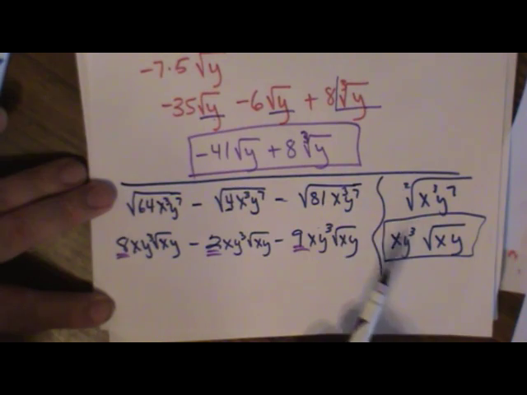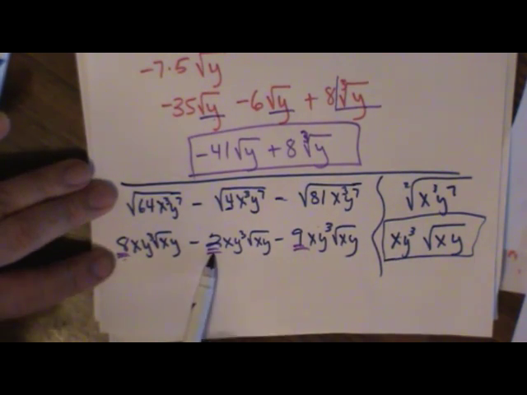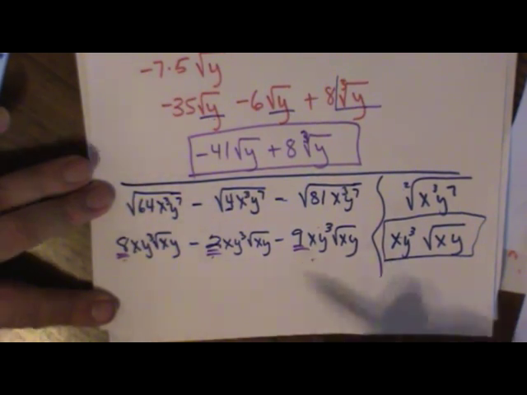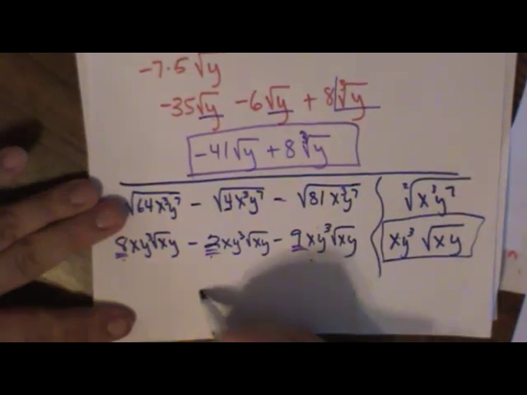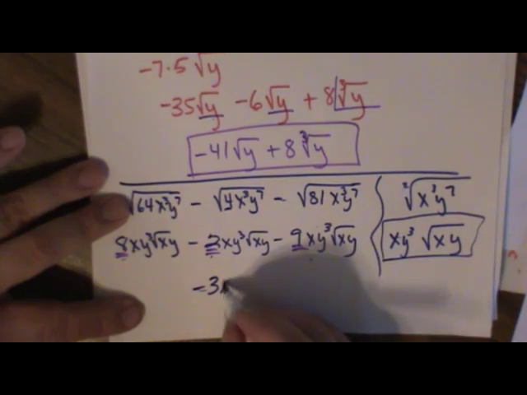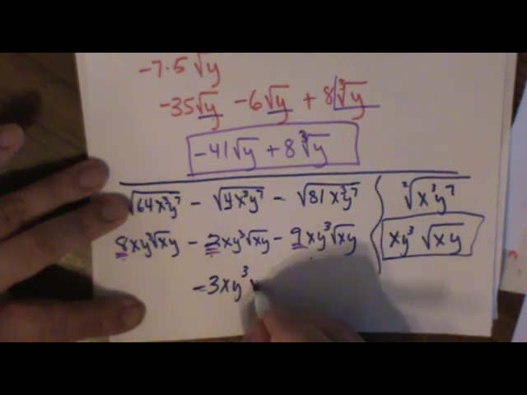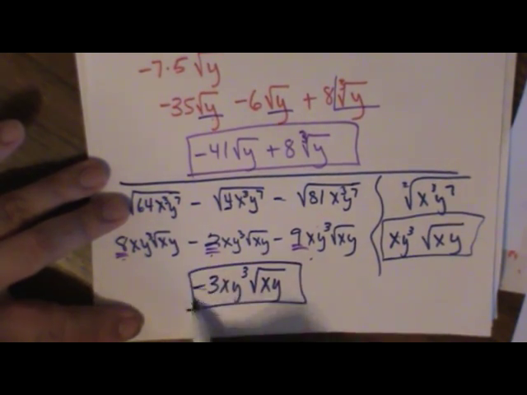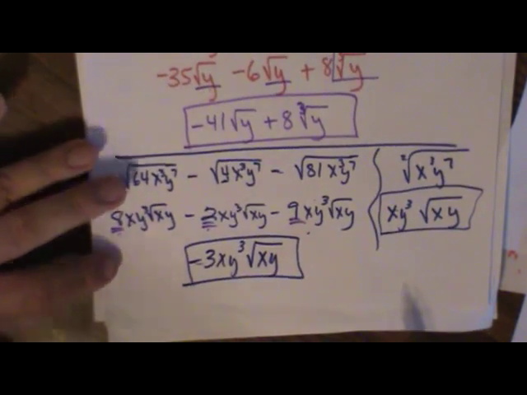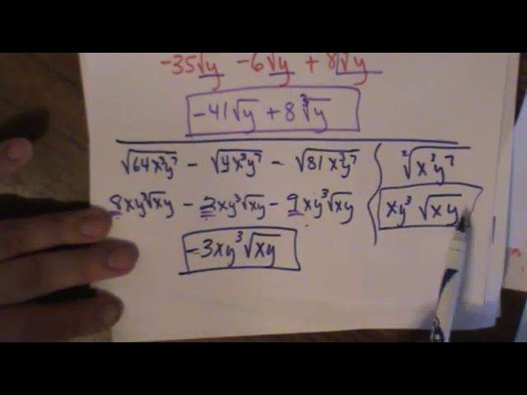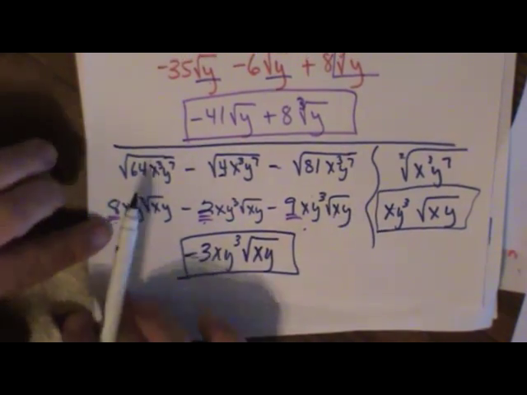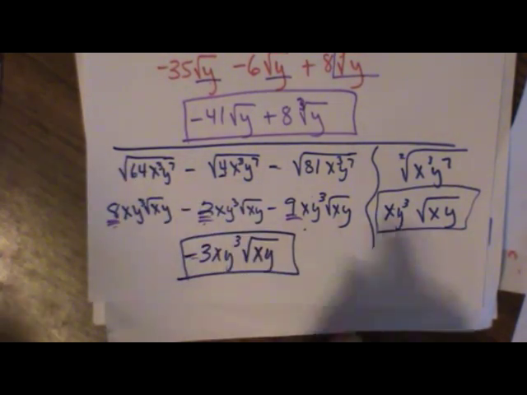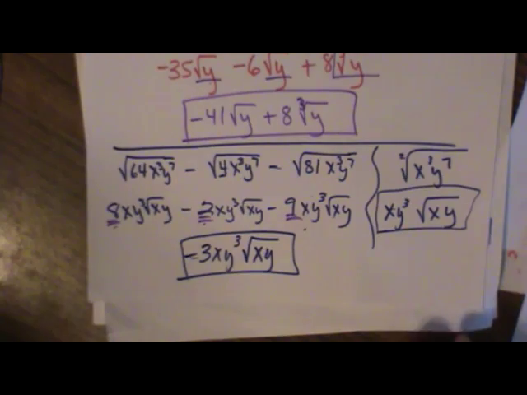Since all of our tags are the same, 8 minus 2 is 6, minus 9 is -3. So our answer for this one is -3xy cubed square root of xy. Kind of a lengthy process, but that's how we get to it. You just have to follow through and be very careful with what you're doing, making sure that you're not dropping anything along the way.